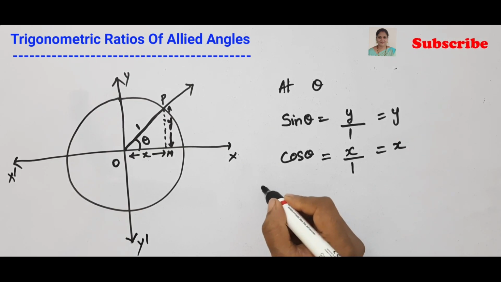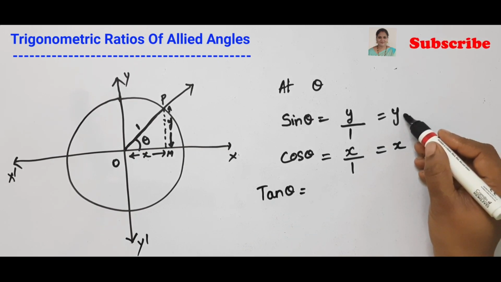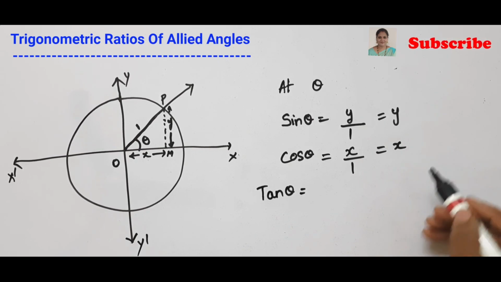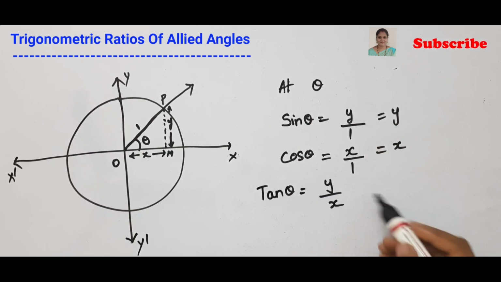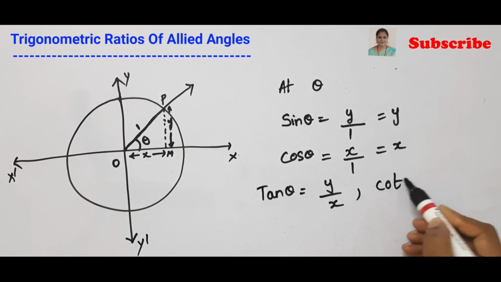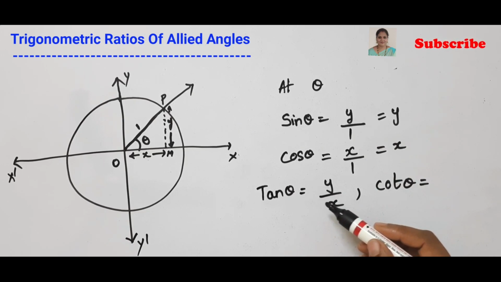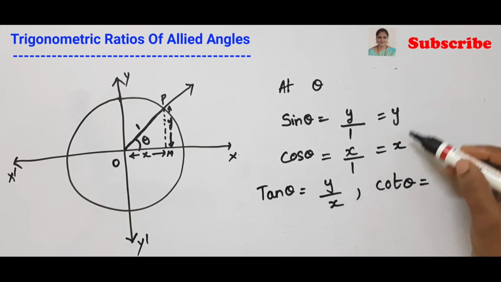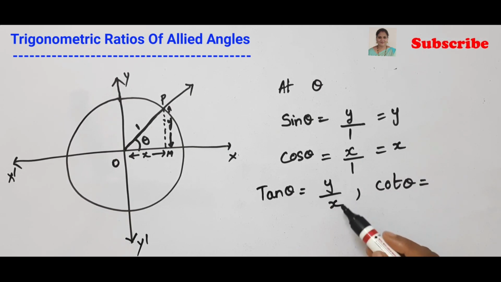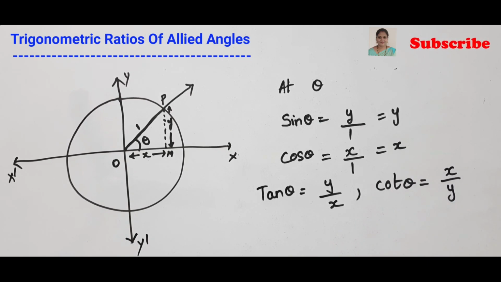So tan theta, we know, is nothing but sine theta by cos theta. What is the sine theta here? It is y, and here cos theta is x. So tan theta is y by x. Next, cot theta. Cot theta is nothing but cos by sine, or the reciprocal of tan theta. Here we got tan theta as y by x, so cot theta will be x by y. Next, cosecant theta.